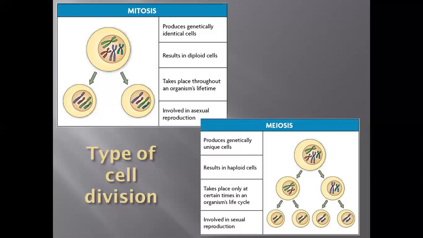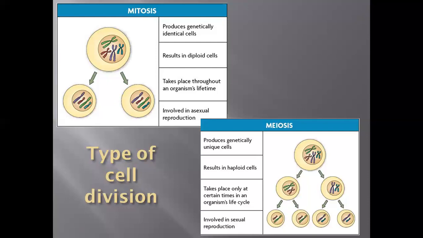Now let's see the difference between mitosis and meiosis. Mitosis produces genetically identical cells, right? Results in diploid cells, that means the same number of chromosomes. Takes place throughout an organism's lifetime. Whenever you get any wound or cut, new cells arise. It's the result of mitosis. It involves asexual reproduction. Whereas on the other hand, meiosis produces genetically unique cells. Results in haploid cells, that means half the number.